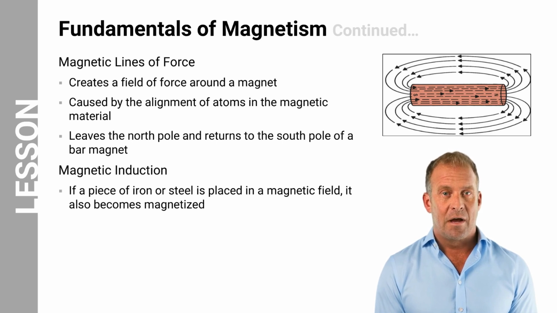Magnetic induction is a phenomenon where a non-magnetic material, such as iron or steel, becomes magnetized when placed in an external magnetic field. This occurs because the external magnetic field aligns the magnetic domains within the material, causing it to acquire magnetic properties. In other words, when a piece of iron or steel is brought close to a magnet, the magnetic field of the magnet induces a magnetic field in the iron or steel, effectively turning it into a temporary magnet. The induced magnetic field in the material will have its poles aligned with the external magnetic field.